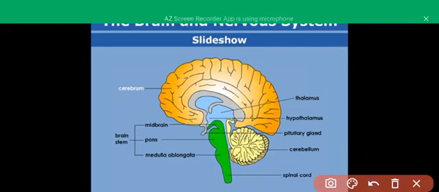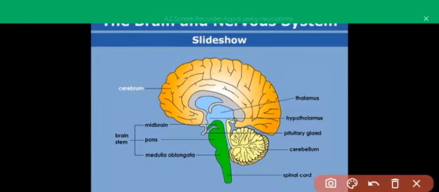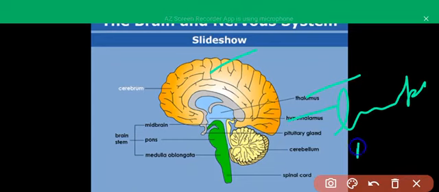Now let us study the brain. The brain is composed of three parts: forebrain, midbrain, and hindbrain. The midbrain is very reduced in humans. The forebrain further consists of three parts. Here is our cerebrum, here is our thalamus, and then the limbic system. The limbic system consists of hypothalamus, amygdala, and hippocampus.